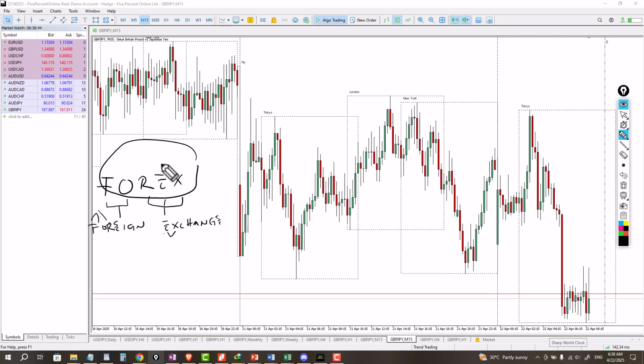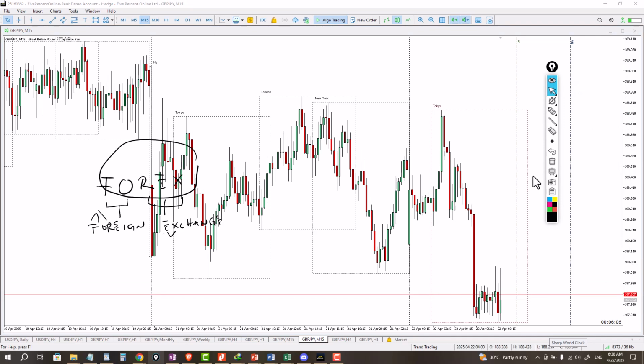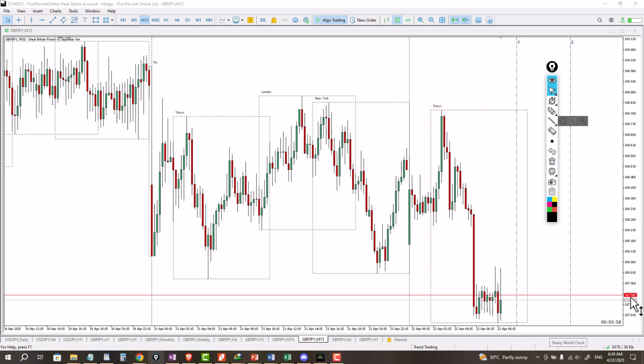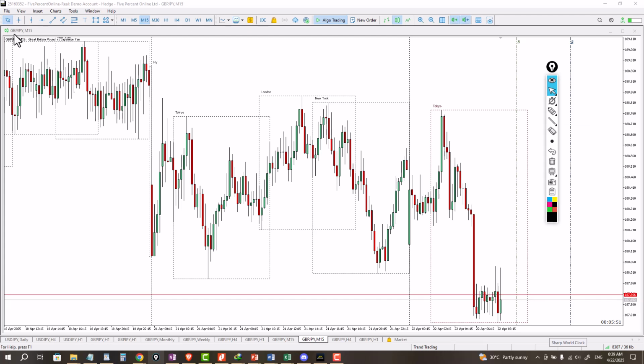A pip simply refers to the smallest unit of measurement for a currency pair. When we take a close look at a currency pair like this, for example, you'd notice that its price is quoted in 3 decimal places. Let me quickly clean what I've drawn on the charts here. This is a Japanese yen pair, which simply means that the currency is paired with the Japanese yen. You can see that this is GBP JPY, so we have the British pound being traded against the Japanese yen.